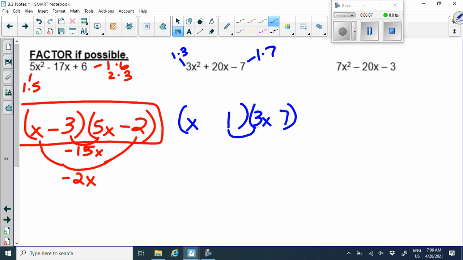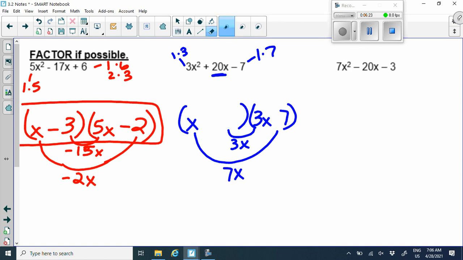So I multiply the inner, 1 times 3x gives me 3x, and x times 7 gives me 7x. So the idea is I'm trying to add up to my 20x, okay? Well, 3x and 7x, if I add or subtract, will never give me 20x. So this combination does not work. So I'm going to erase, and I'm going to switch my values. And if that doesn't work, then we know this is non-factorable.